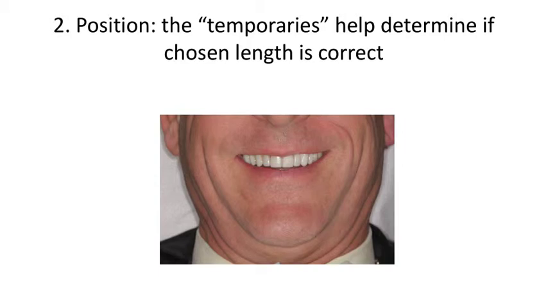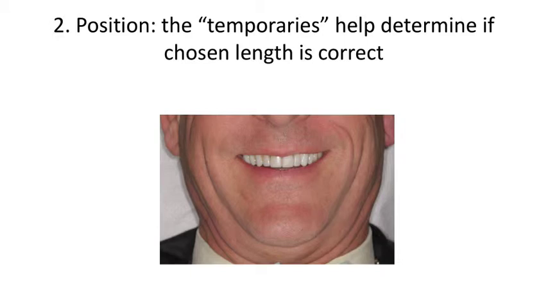So when we restore these teeth, when we put the temporaries in place, which are worn during the period of time that the crowns or veneers are being fabricated, the patient is wearing temporaries, or provisionals as we call them, and during that time we can determine if the length that we've chosen and the position that we've chosen for the upper front teeth is correct.